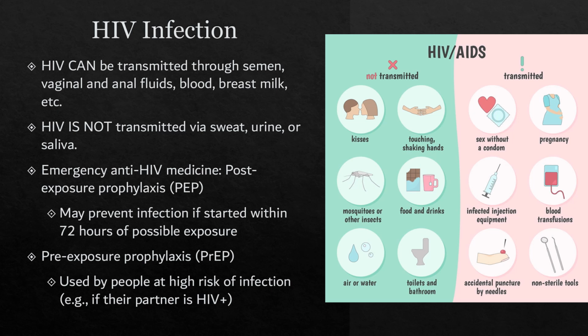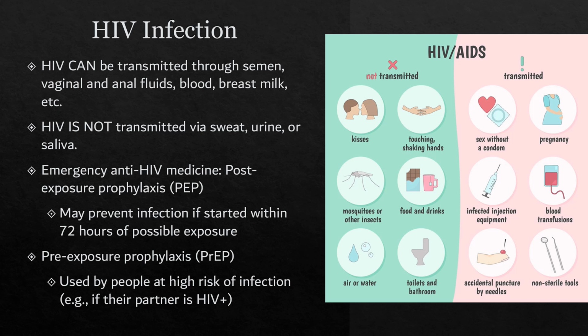The possibility of transmission, or getting infected with HIV from another person, could happen through sexual contact, sometimes through pregnancy, if a pregnant person passes on the virus to the baby. Sharing needles, like injection equipment or needles used for drug use, can transmit HIV, as can blood transfusions and non-sterile tools, like if you go to a tattoo parlor and they don't have clean, new, fresh tools for every individual. Those are all situations where there is a risk of HIV transmission.